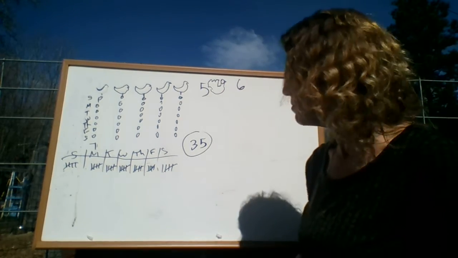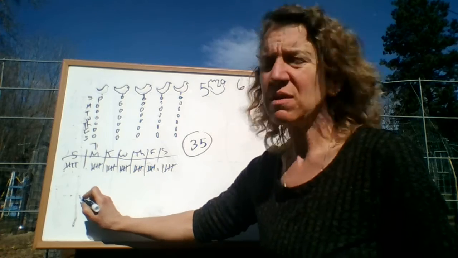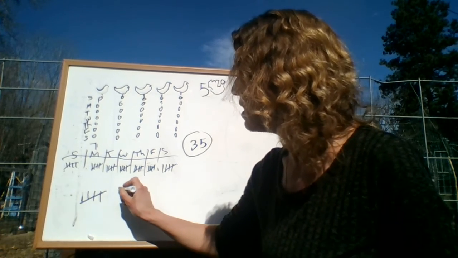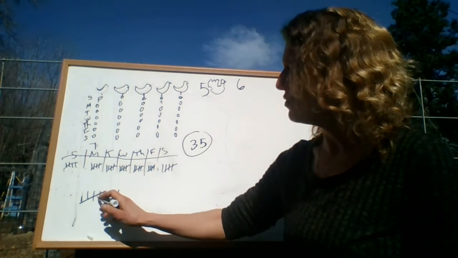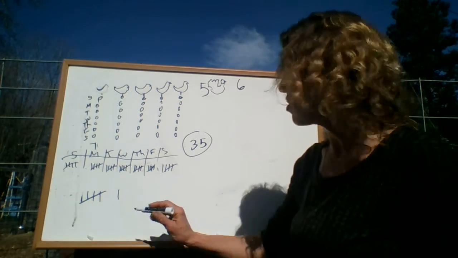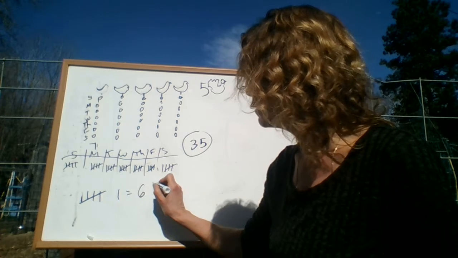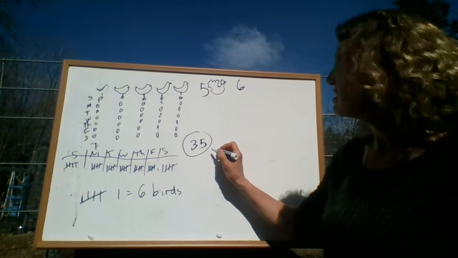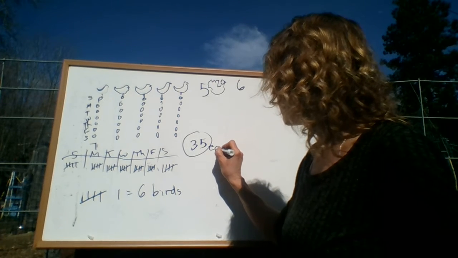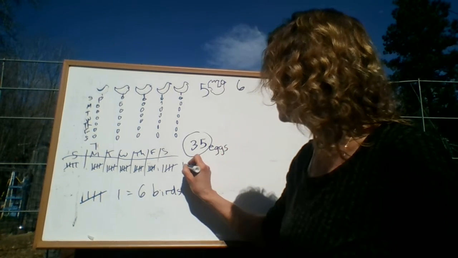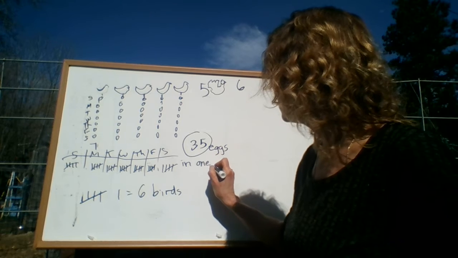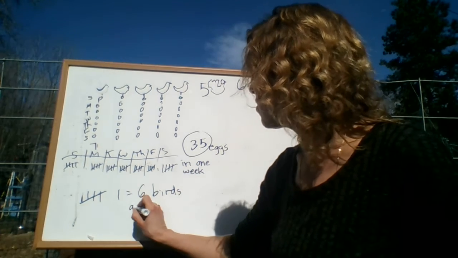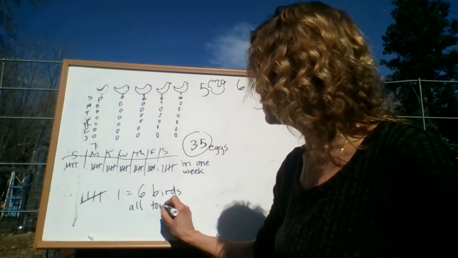Again, I could use tally marks. Okay? I'm looking at the number of birds. I've got 1, 2, 3, 4, 5 chickens and 1 turkey. 1, 2, 3, 4, 5, 6 birds altogether. Oh, I forgot to label this as 35 eggs in 1 week. 6 birds all together.